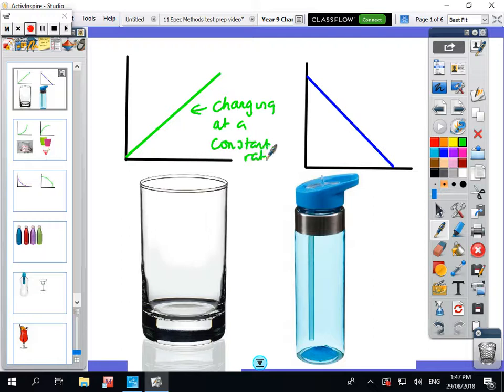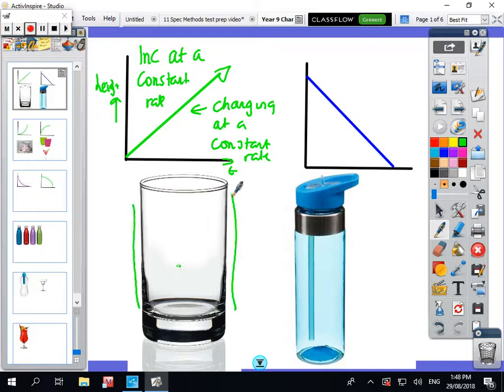Whatever we're measuring, it's changing at a constant rate. So normally we have time along the bottom, and this might be measuring the height of a fluid or something like that. It's changing at a constant rate because it's a straight line, so we're saying this one is increasing because it's going up, increasing at a constant rate. For instance, with this container, because the shape is consistent, as we're pouring liquid in at a constant rate, the height is going to go up at a constant rate.